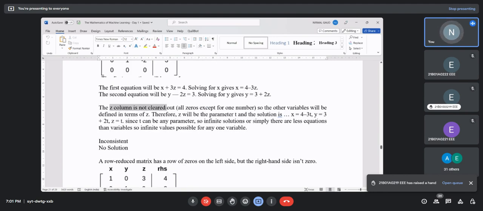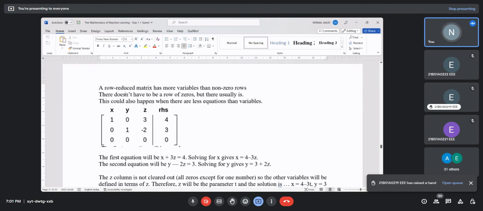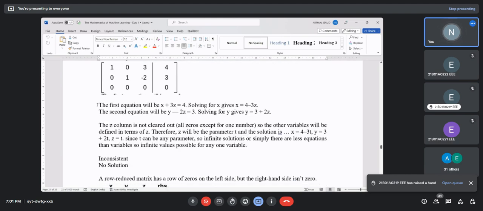Now, the z column is not cleared at all. So the other variables will be defined in terms of z, because z is something which I don't know. Here the scenario is that only one row is zero and the remaining are non-zero, and the number of variables is more. If I create equations from this matrix, these are the equations I get, and to solve them, I take z as a parameter.